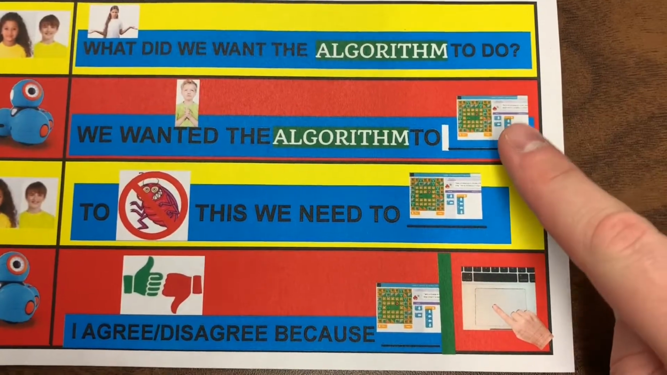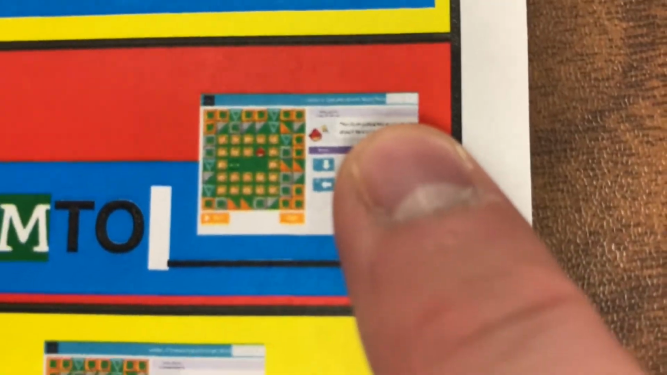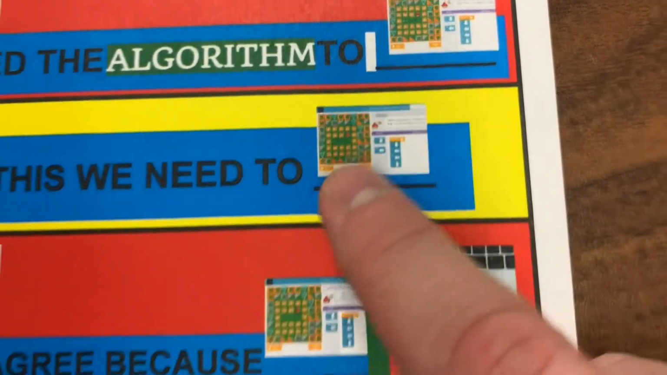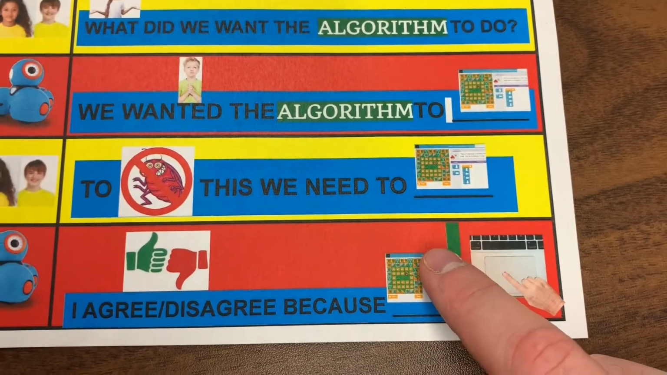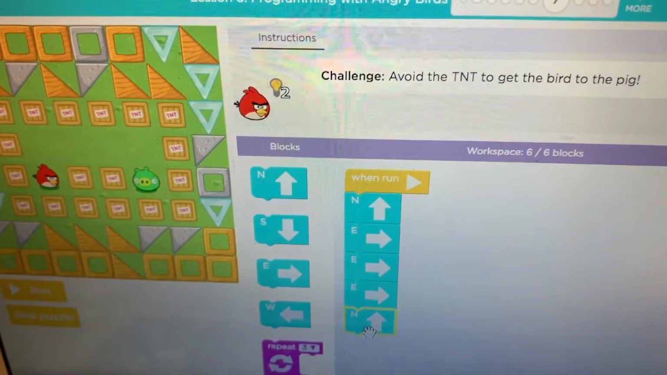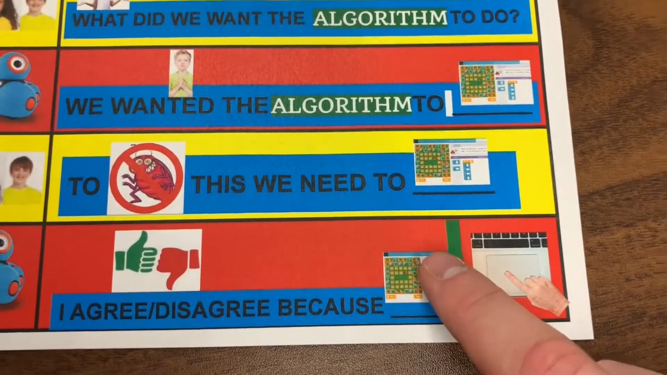Here's the right way to do it. If you see a line with a picture of the game in it, that means that's when you give your answer from what's on the computer screen. Your answer should come from the game you're playing. That's what these pictures of the game mean.